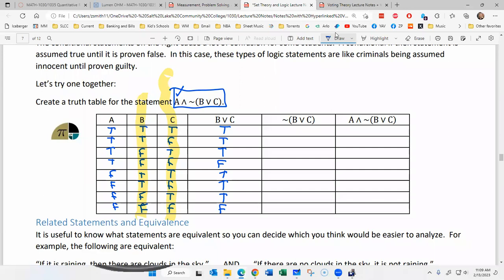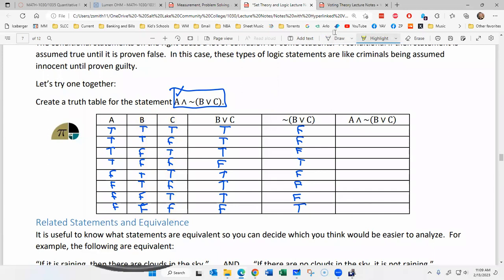We just look at the B and the C. It's almost always true if it's the or, unless you have a false, false. The opposite of that, just switch them. True goes to false. False goes to true. That's all that is. It's just the opposite.